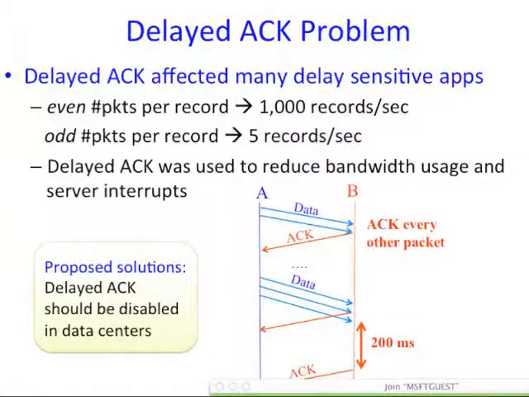Delayed ACK was used in the internet environment to reduce bandwidth usage and server interrupts. But in the data center environment, we hope that people can disable it, because today we have a much higher bandwidth environment and more powerful servers, and we no longer need this feature in data centers, because it's causing a lot of problems. Interestingly, when we talked with Google people, they also found this delayed ACK problem in their data centers, but they found it with expensive packet sniffers installed on certain racks. So they don't have a sense of how common this problem is in the entire data center.